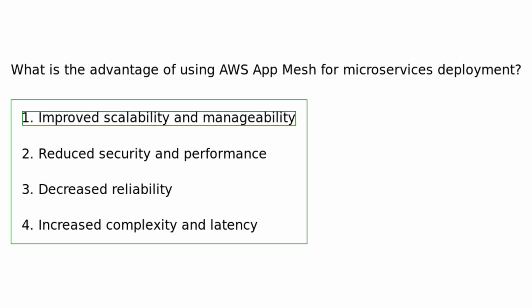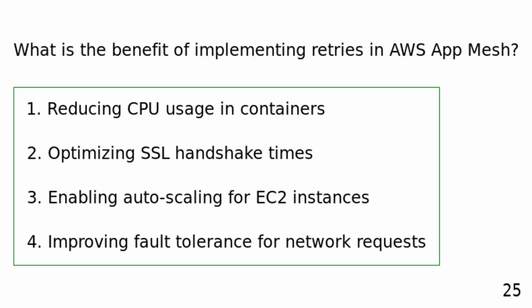One advantage of using AWS App Mesh for microservices deployment is improved scalability and manageability, making it easier to scale and operate microservices. What is the benefit of implementing retries in AWS App Mesh?